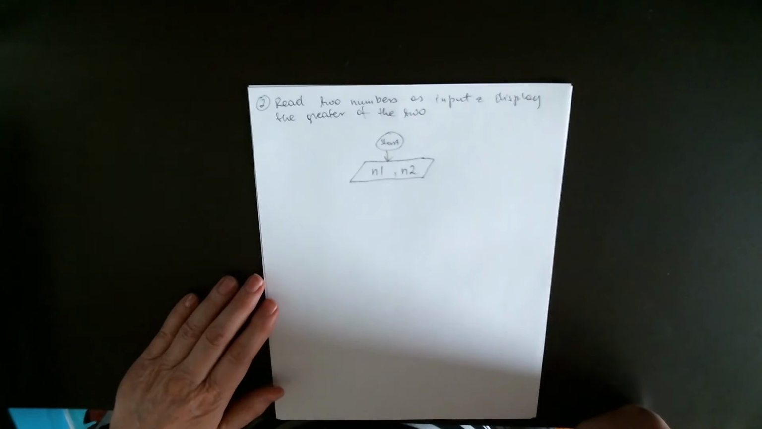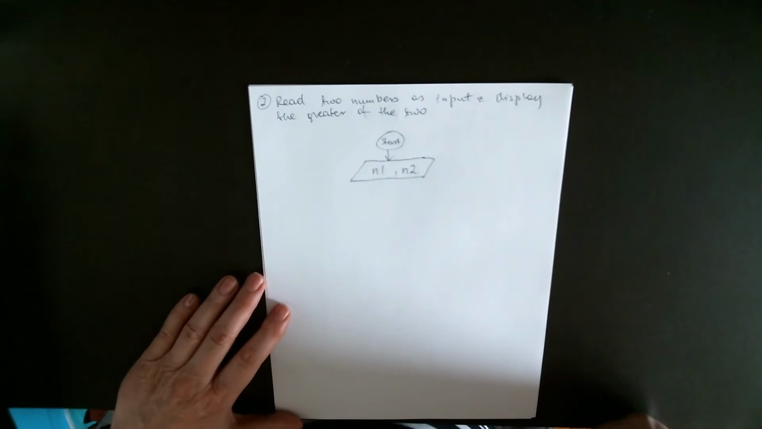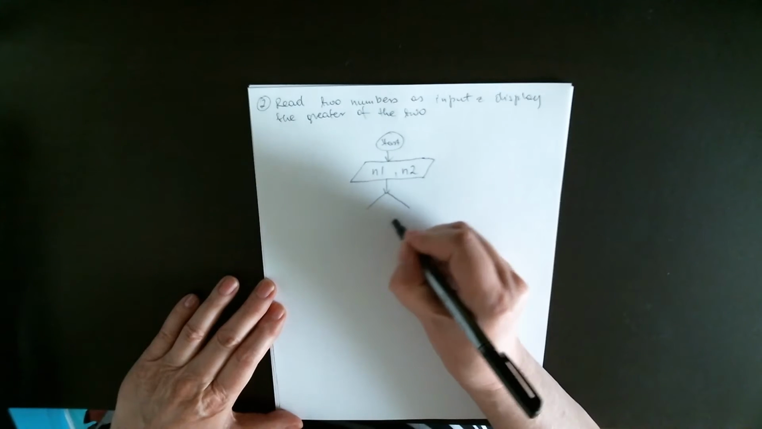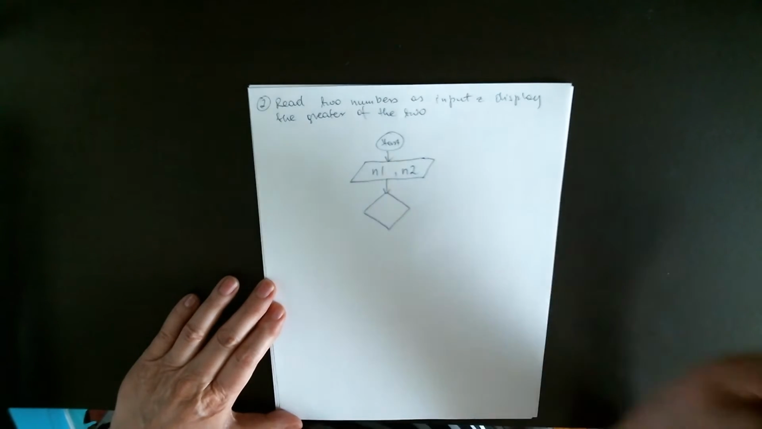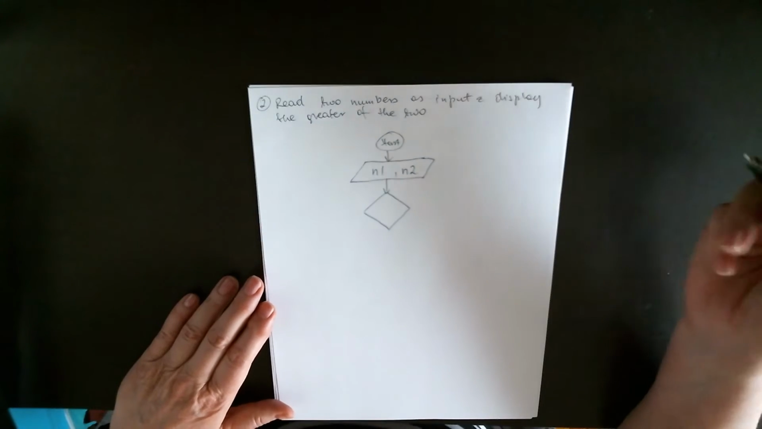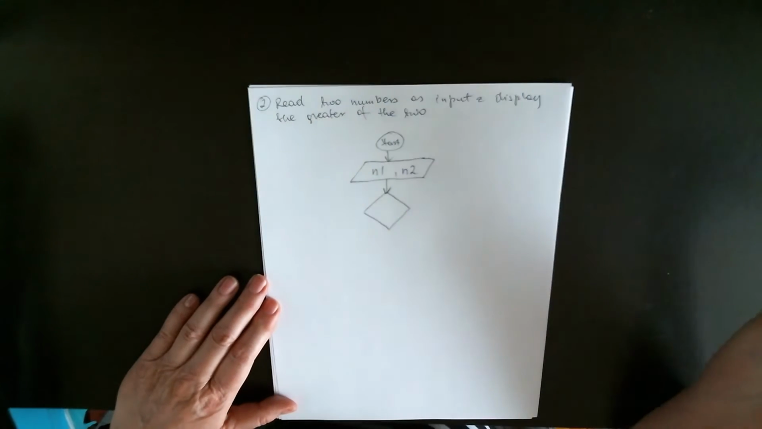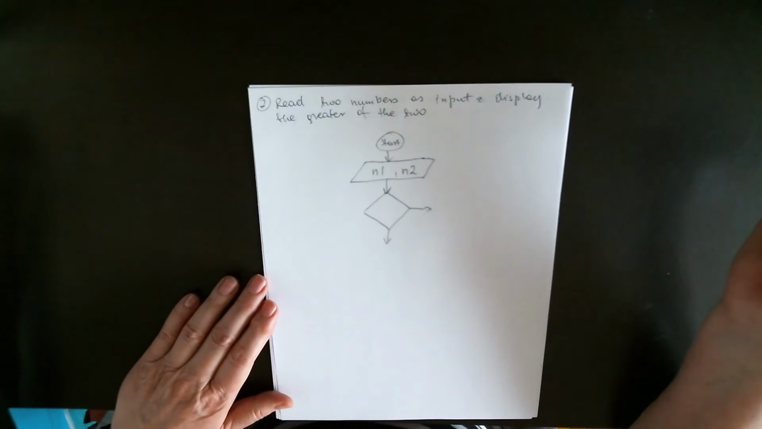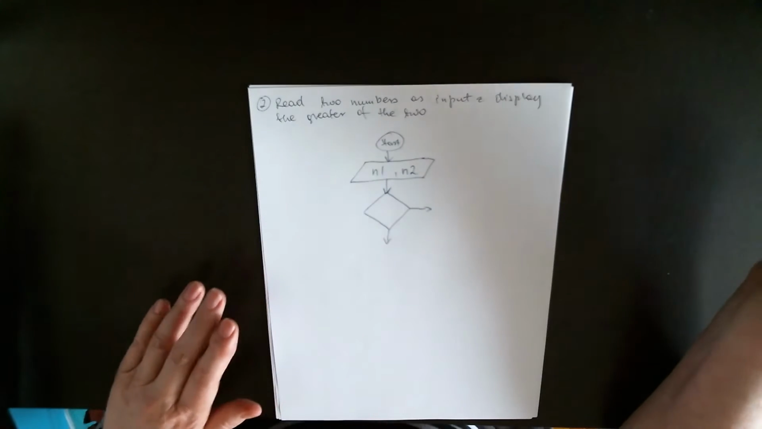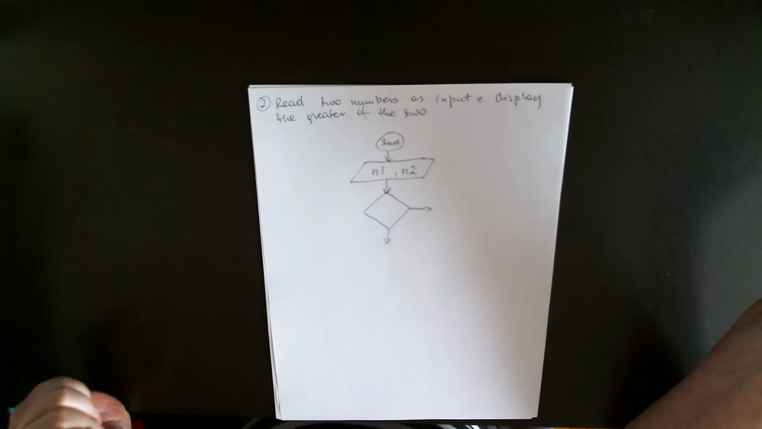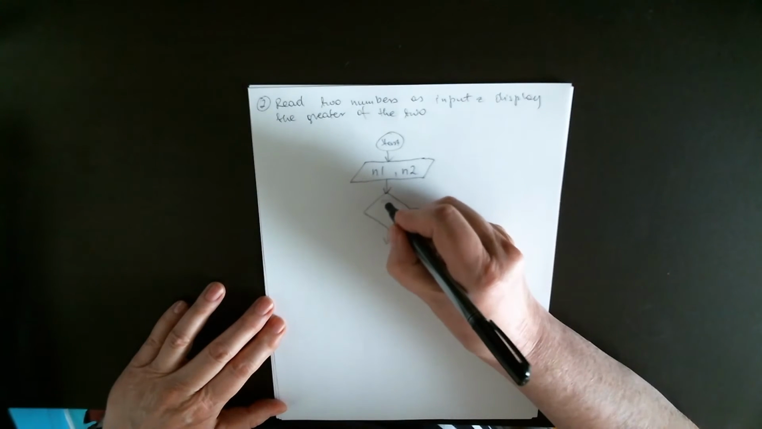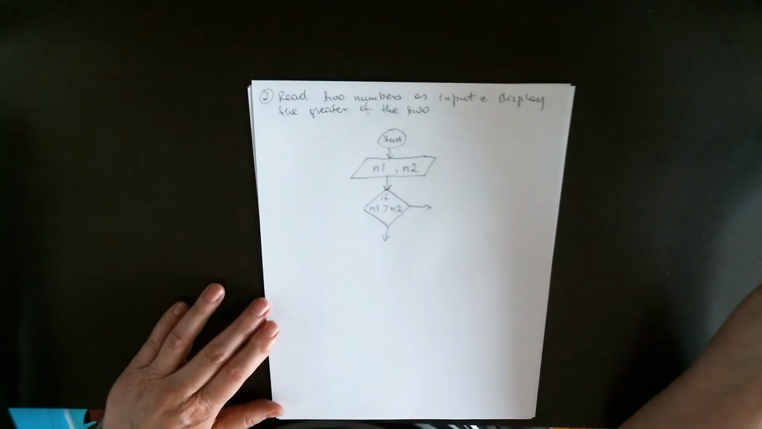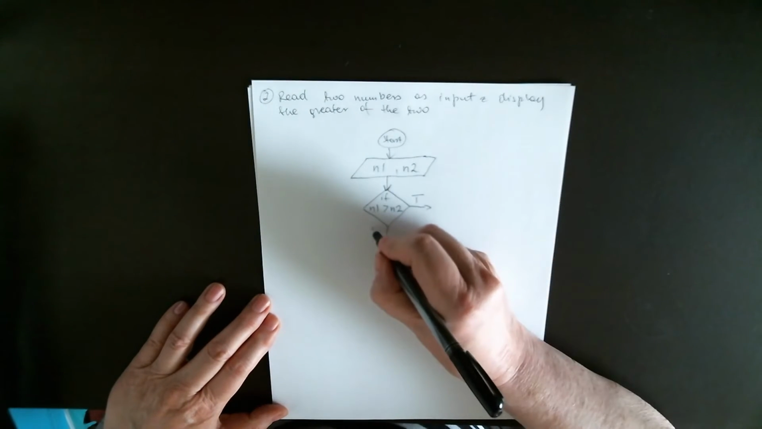Now we are supposed to display the greater of them. How will we find it? Well, we have to use the if shape. So this is a decision shape. Decision shape, notice one arrow comes in, two arrows come out, and inside of it we've got a question. The question can only have an answer yes or no. What do we have as a question? If n1 is greater than n2. Well, we can have true or false.